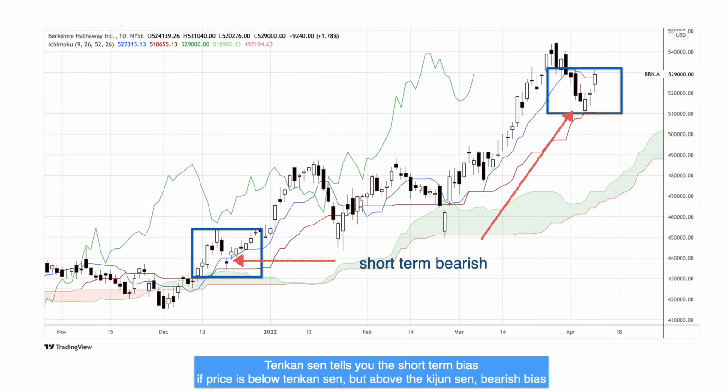If price is below the Tenkan Sen line but above the Kijun Sen line, the short-term bias is bearish. This, however, signals that the momentum is weakening. In these areas on the price chart, the price is below the Tenkan Sen.